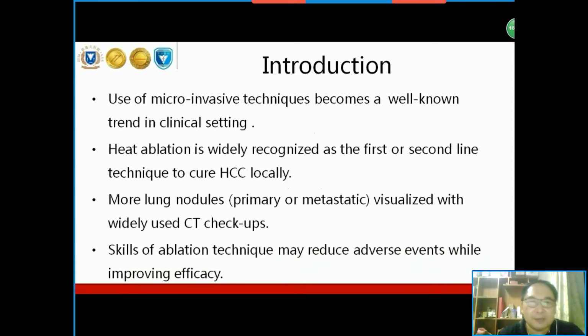As we know, micro-invasive techniques will not change in the clinical setting, and heat ablation is widely recognized as a first or second line technique to cure hepatocellular carcinoma locally. Now, more nodules, primary or metastatic lesions, can be seen on routine CT checkup, especially screening for early lung cancer. But now, skilled ablation technique may reduce adverse events while improving efficacy.